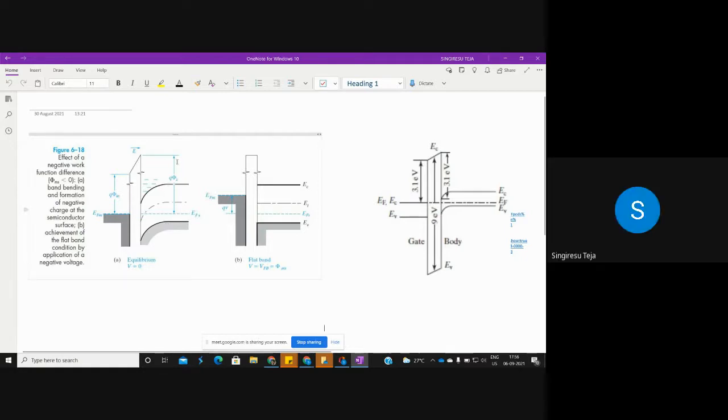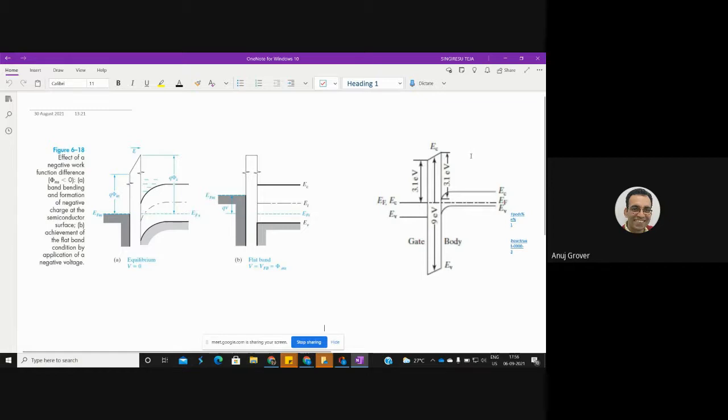Actually, I am saying that from the right figure, if you take 3.1 electron volts, from here we have to take it, no, sir, from the conduction band to the barrier. That is the barrier height. From EC to the other EC.